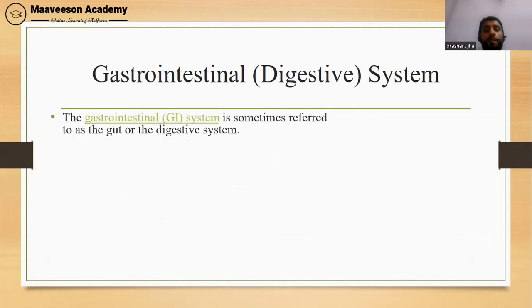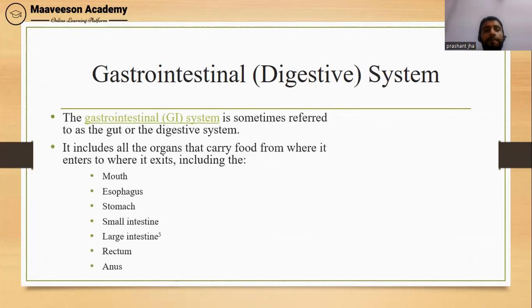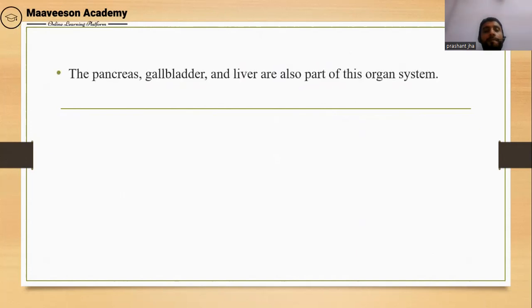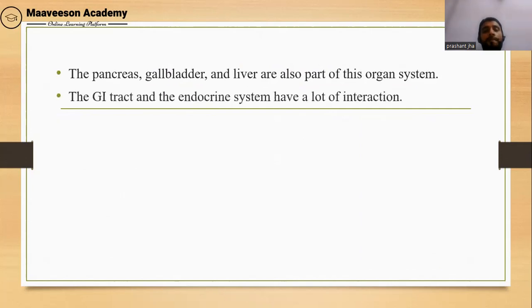Next is the gastrointestinal system, commonly known as the digestive system. It is also called the gut. It includes all the organs that carry the food from where it enters to where it exits, including the mouth, esophagus, stomach, small intestine, large intestine, rectum, and anus. So you can see the diagram of the digestive system. The pancreas, gallbladder, and liver are also part of this organ system.